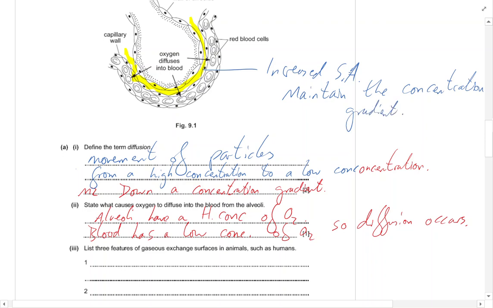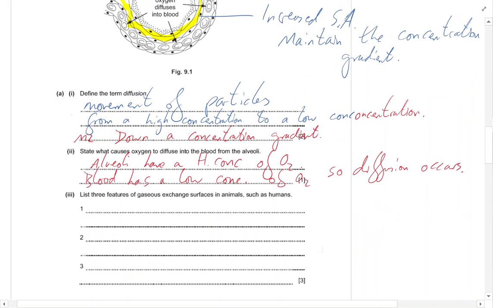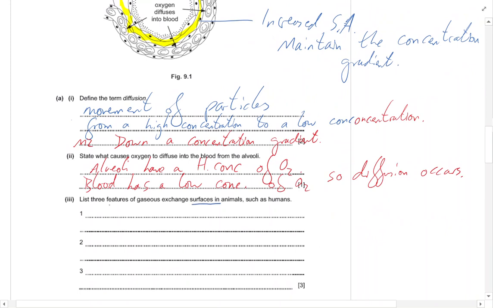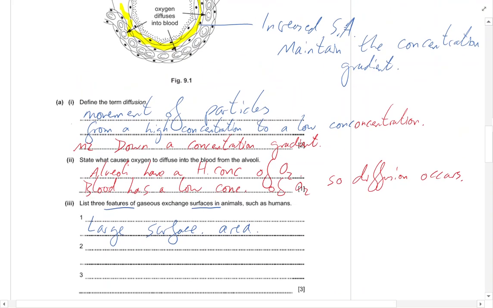Okay, so we keep that diffusion gradient going. And that comes on to this next question. List 3 features of gas exchange surfaces in animals, such as human surfaces. So 3 features of the surfaces. So we have a large surface area because of what I just highlighted, is that it curves round the alveoli rather than being a single point. Question 2, part 2 would be you've only got one cell thick, yeah, so it only has to go through, or two epithelial cells actually.